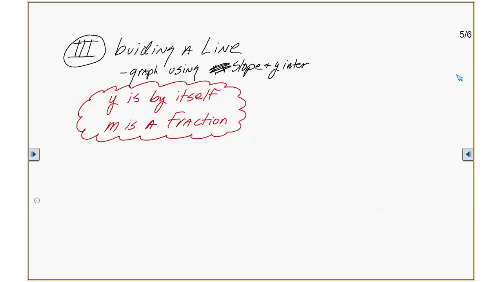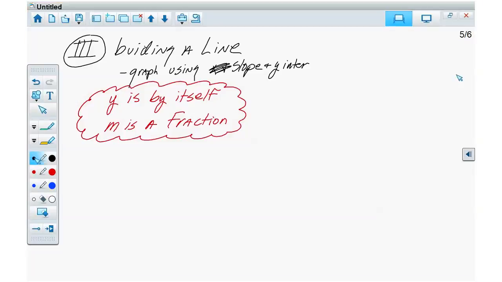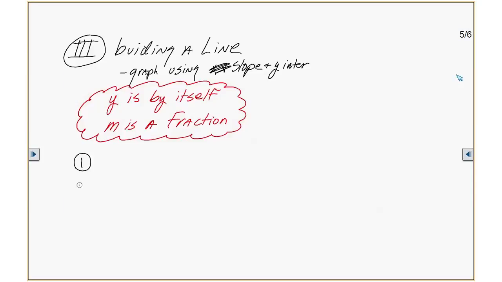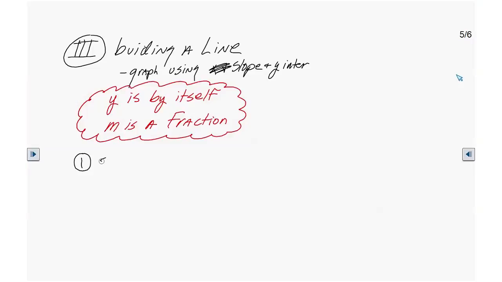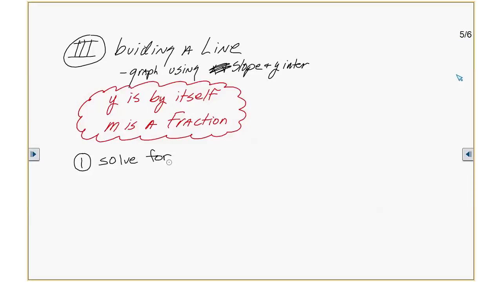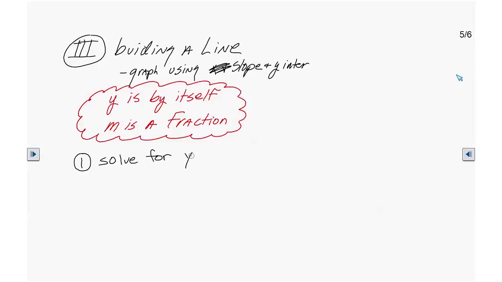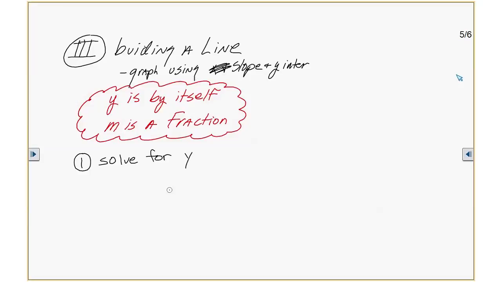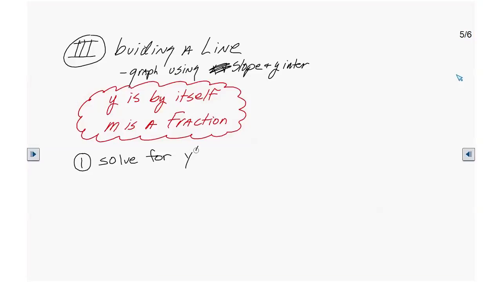But when can you use any method you want to? When the directions say graph. When it says graph using the slope and the y-intercept, you have to use this method. All right? What do you do? 1, make sure that you have the equation solved for y. Because again, they may give you this direction, and they might give you 2x plus 3y is equal to 4, and you have to solve it.